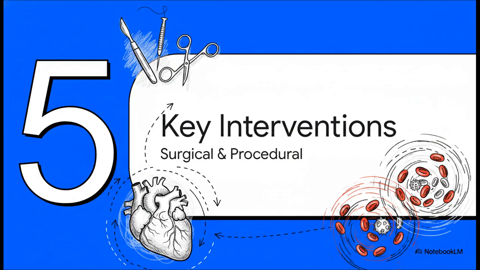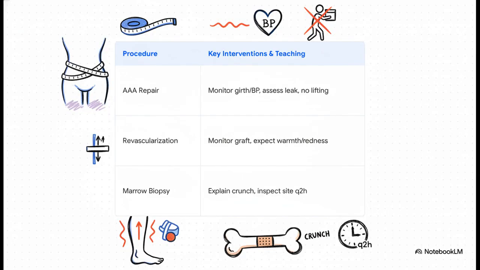Section 5. Key nursing interventions. Surgical and procedural. Let's consolidate the 3 major procedures that your study guide demands you know inside and out. For an abdominal aortic aneurysm repair, your post-op priority is monitoring their abdominal girth and blood pressure like a hawk, keeping an eye out for signs of a graft leak like bruising on the back. For discharge, make sure they know no heavy lifting over 15 to 20 pounds for up to 12 weeks. Next, following an arterial revascularization or bypass, you're monitoring for graft occlusion and compartment syndrome. But keep in mind, warmth and redness in that affected leg are actually expected. It means the blood flow is back.